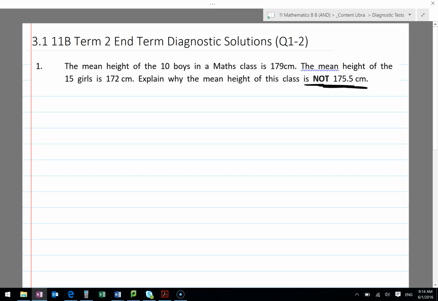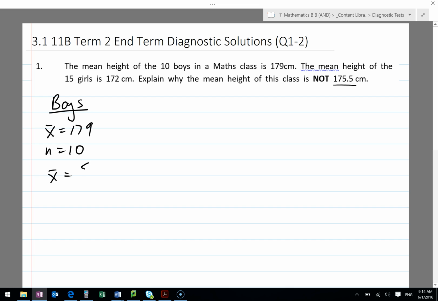175.5. So to explain why it's not, why don't we calculate the actual total mean? Okay, notice that there's 10 boys and 15 girls. So we know already that it doesn't make sense to just average these two averages like was done to get the 175. I need to do a little bit more. So if I just look at the boys, I know that the mean is 179, and I know that there are 10 of them.